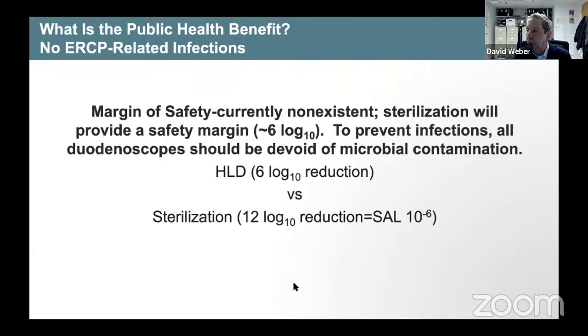And again, talking about the margin of safety here, because of the amount of organisms on these and the efficacy of cleaning and high-level disinfection, you're right at the borderline of protecting. But if we move to sterilization, then we have this enormous safety margin of somewhere between 10 to the 4 to 10 to the 6th additional coverage, which would mean we'd rarely, if ever, see an endoscope-related infection.